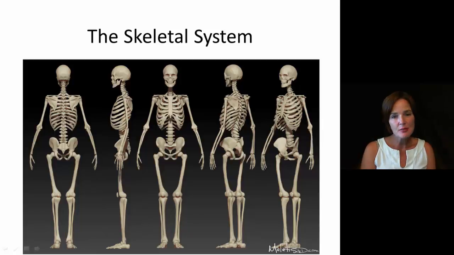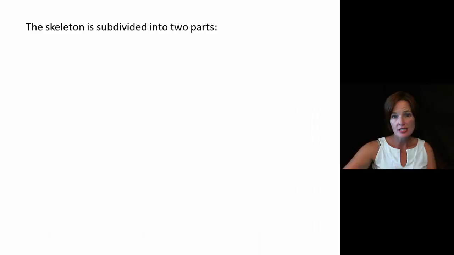The skeletal system of the human body is an amazing network of bones, and that network is very important to our overall functioning. So as we begin to look at the skeletal system, first off, this skeletal system is going to be divided into two different parts. We recognize the axial skeleton and then also the appendicular skeleton.